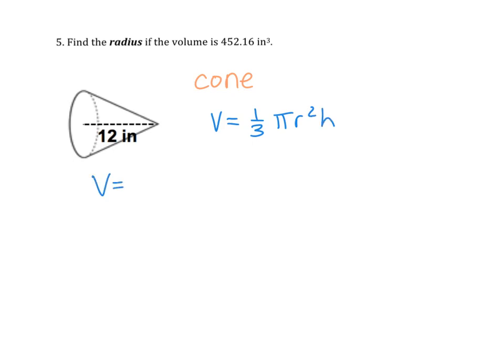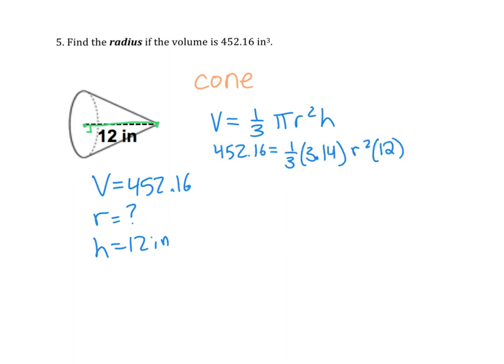We know the volume is 452.16 inches cubed. We don't know the radius, so I'm going to write a question mark, and we know the height is 12 inches. Remember that the height is the distance from the vertex to the base, the perpendicular distance, so notice that that makes a right angle with our circular base. It doesn't matter that we might say that this cone is sideways. Now we're going to fill in what we know to the formula.